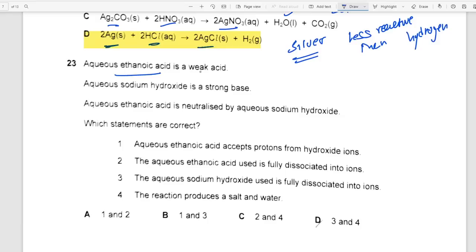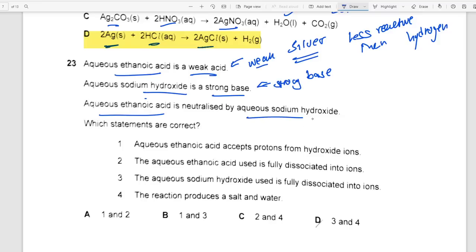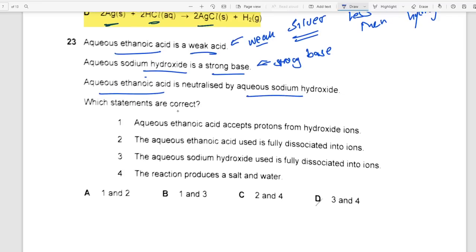Aqueous ethanoic acid is a weak acid, so it's even telling us it is a weak acid. Okay, and aqueous sodium hydroxide is a strong base. You need to keep that in mind. Aqueous ethanoic acid is neutralized by the aqueous sodium hydroxide. Which statements are correct? Let's have a look at this. Aqueous ethanoic acid accepts protons. We know acids actually donate protons, they don't accept protons, so this is wrong, isn't it?